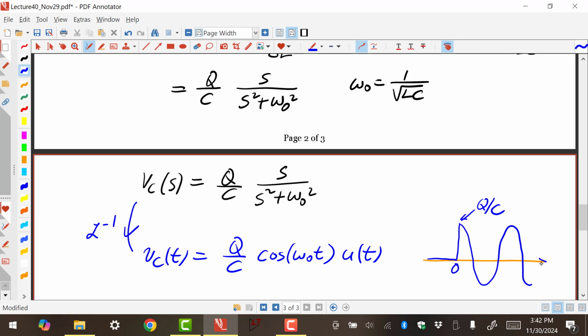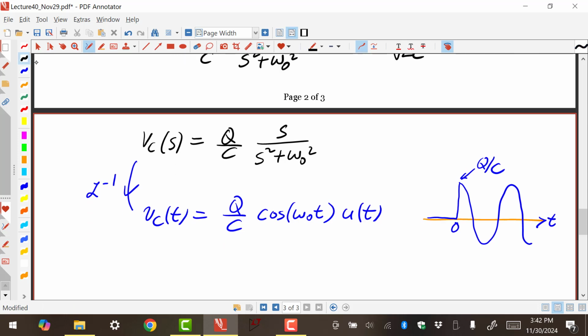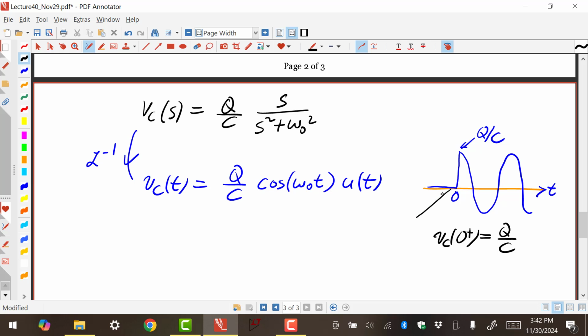But the point is that VC of 0 plus is Q over C, and of course VC of 0 minus is 0 volts. So the capacitor voltage did jump. And Q over C is indeed volts. We know Q is C times V.